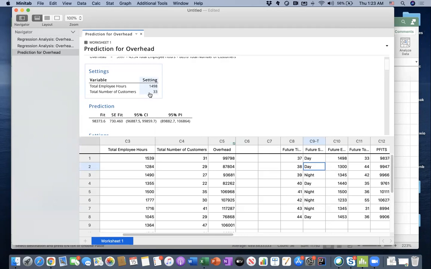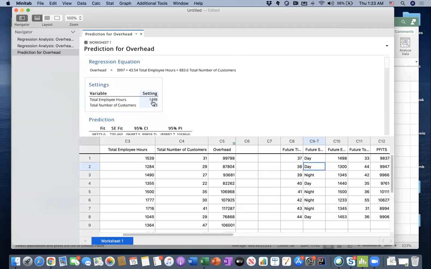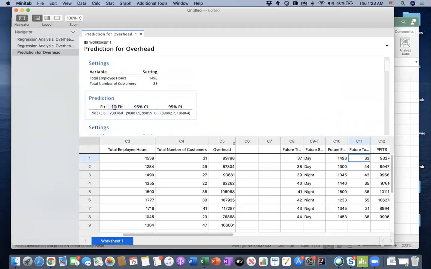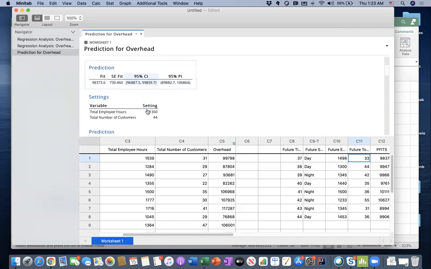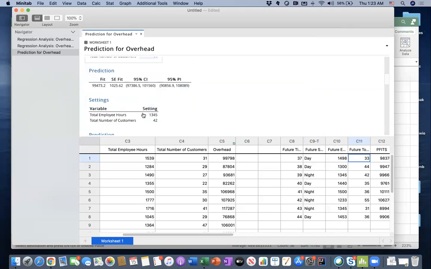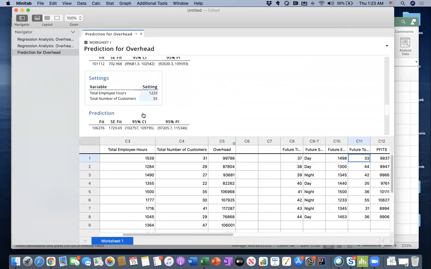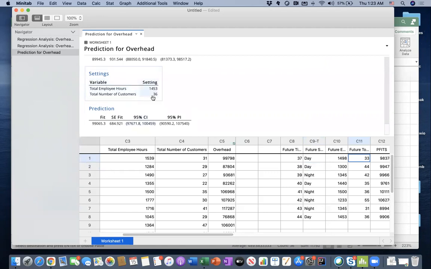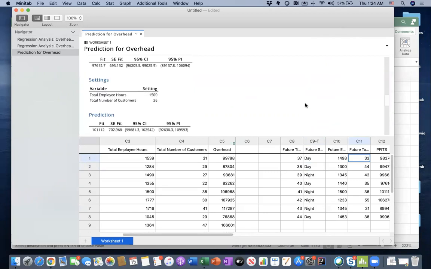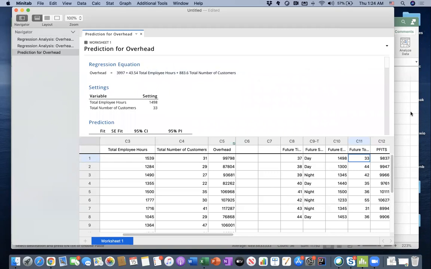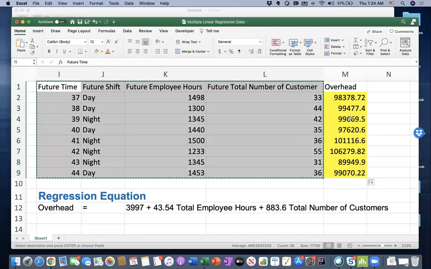What it does is it gives you multiple different tables when your input is the first one, for example. Future employee hours is this one, and then future total number of customers is 33, and it gives you the prediction fit. It gives you 95% confidence interval and prediction interval as well. And then it does it for the second one, and then the third one, and then the fourth one. It's too much information here. If you know the equation of the multiple linear regression, you could certainly use it in Excel by yourself, like I did.